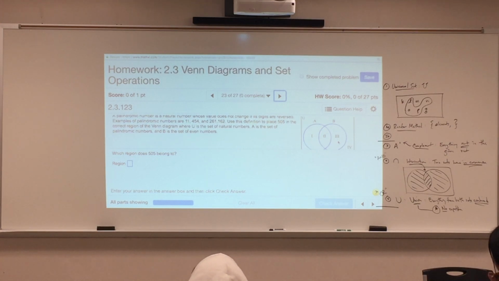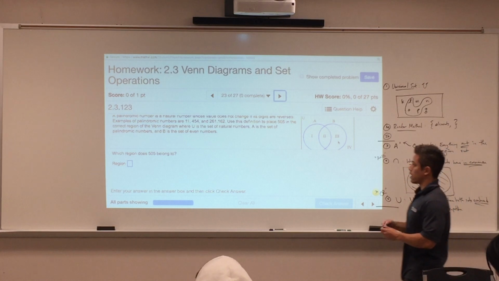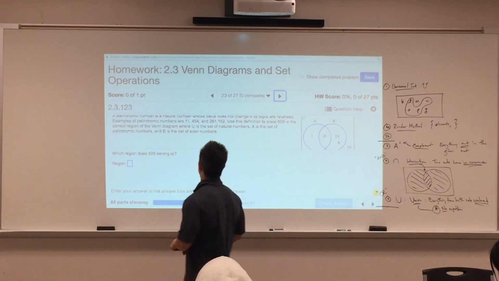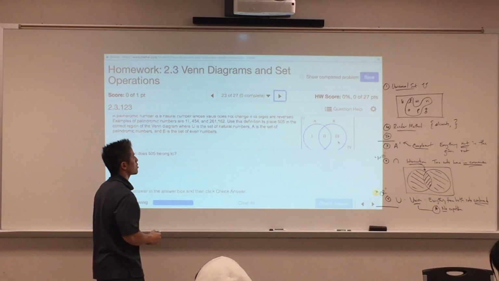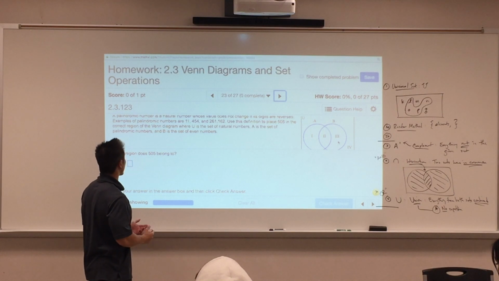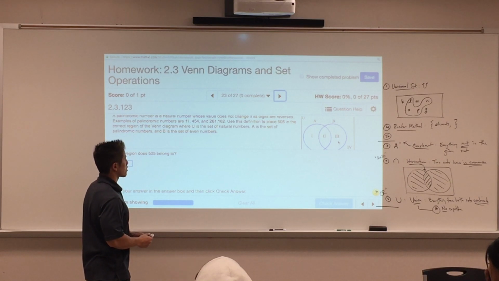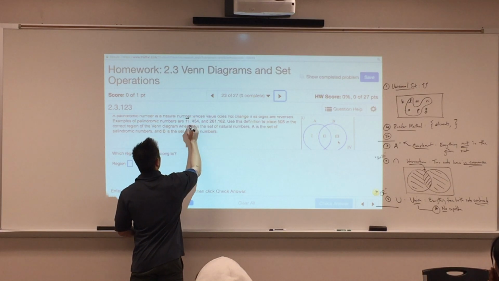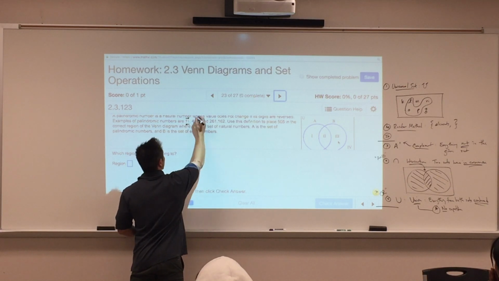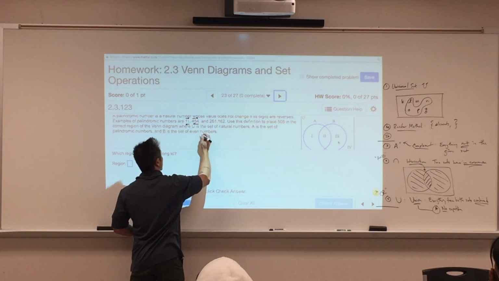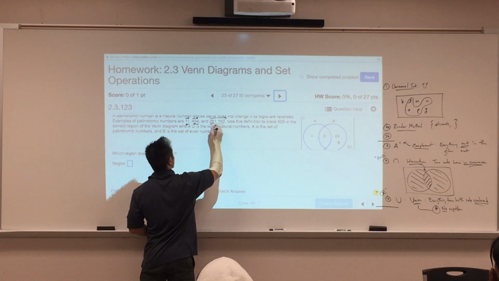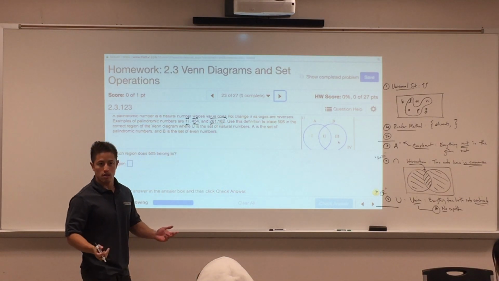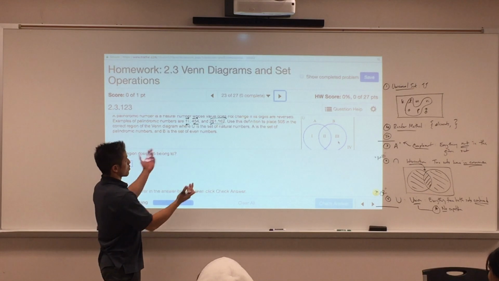Let's look at this next one. Number 23. A palindromic number is a natural number whose value does not change if its digits are reversed. Examples of palindromic numbers are 11, 454, 261,162. In other words, if I read it forwards or backwards, it's the same number. Forwards, backwards, same number, bigger number, but still the same principle. Make sense? Okay? So that's what they're saying right here.